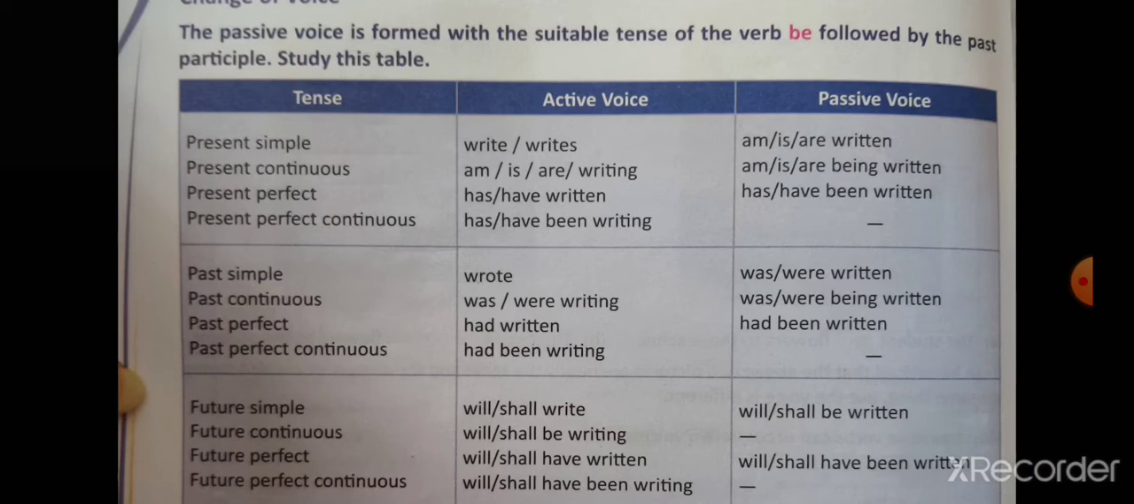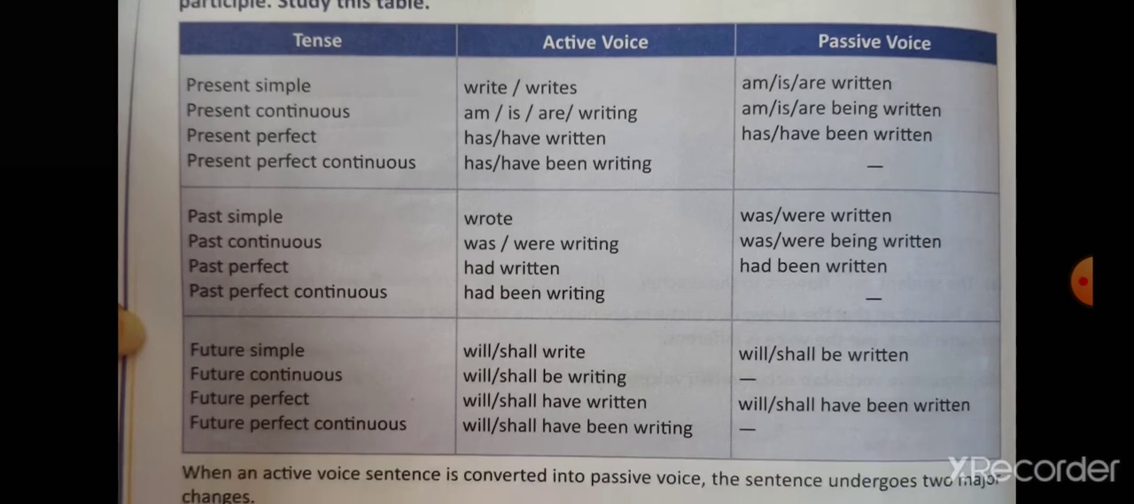Coming on to past tense. In past simple, in the active voice, the verb is in the second form. In the passive voice, it will be was or were and then the third form of the verb. We put was or were according to the subject. Then past continuous: was or were writing, it will become was or were being written. Past perfect: had written, and in the passive voice, it will become had been written. And here also, past perfect continuous cannot be changed into passive voice.